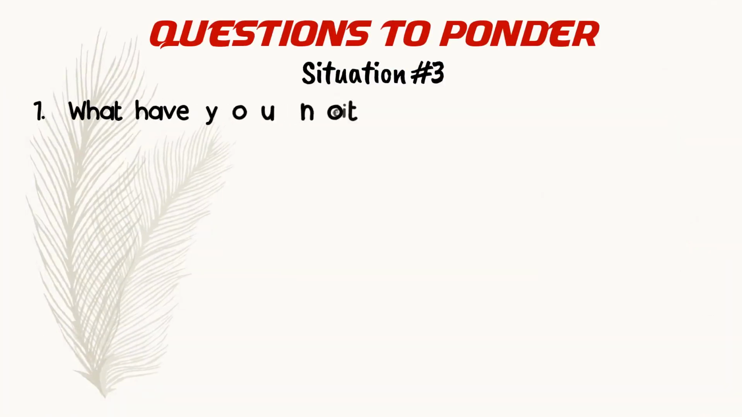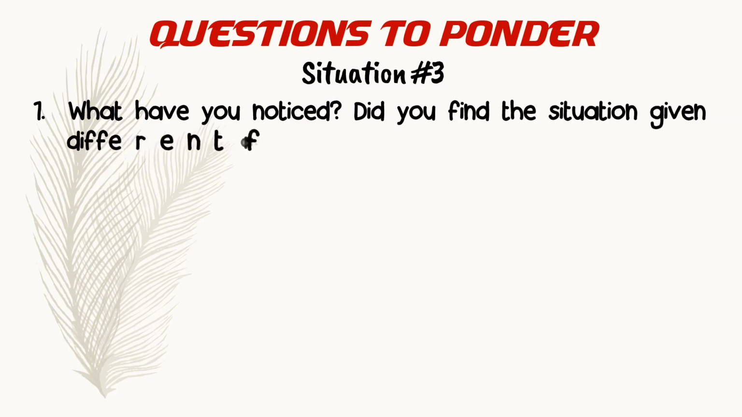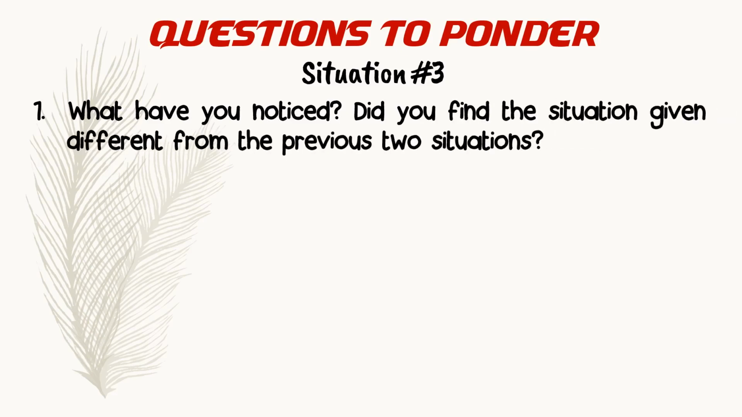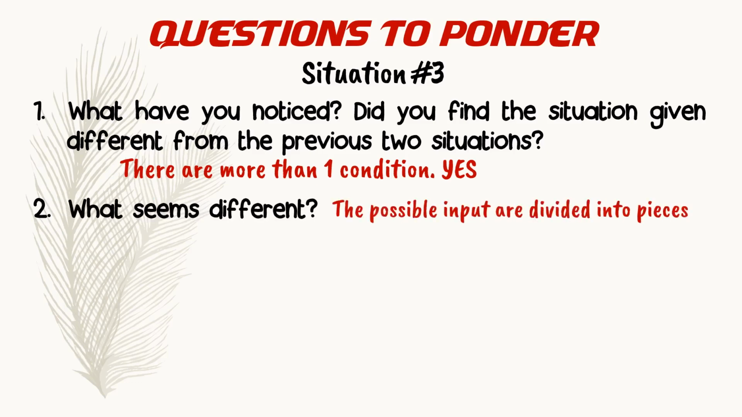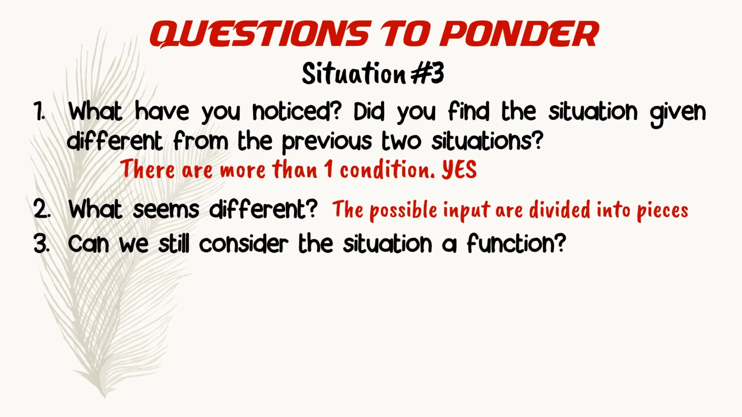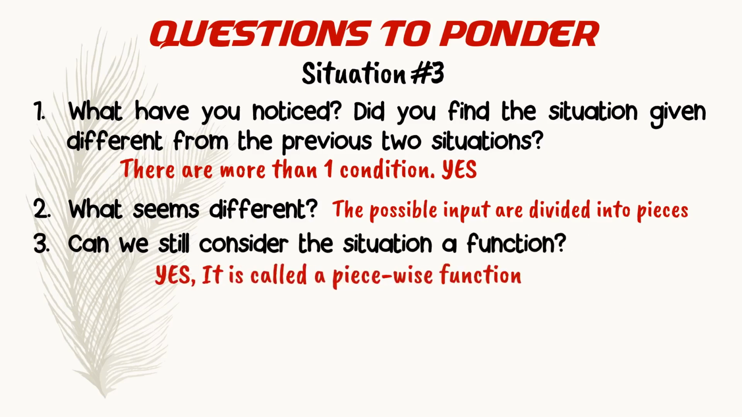So here are the questions to ponder for situation number 3. What have you noticed? Did you find the situation different from the previous 2 situations? So they are different from the previous 2 examples because the third example has more than one condition. Number 2, what seems different? The possible inputs are divided into pieces. Can we still consider the situation a function? Yes, it is still a function. It is called a piecewise function.